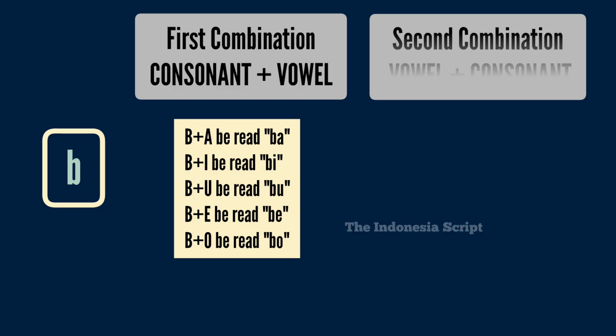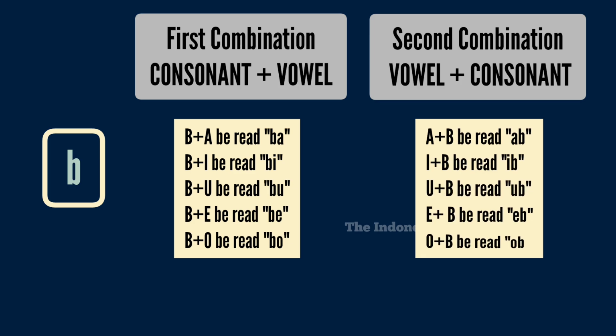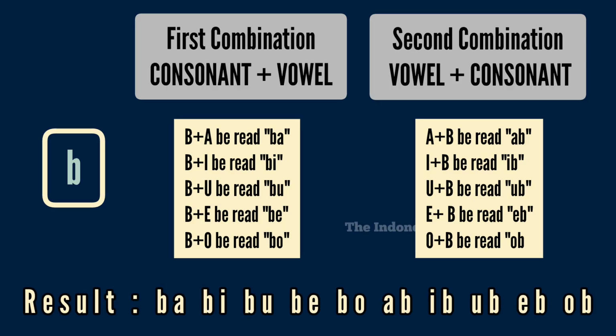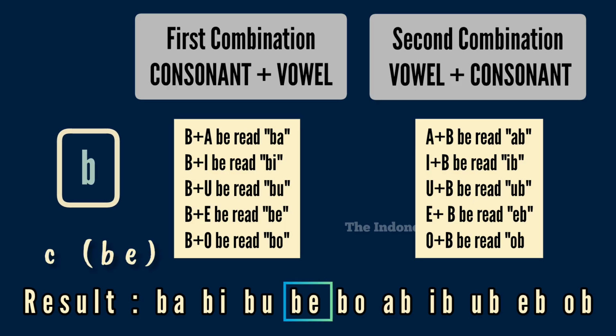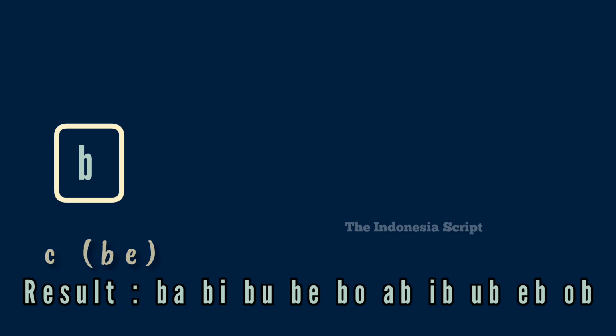Second combination. If appended with A, it will be read ab. If appended with E, it will be read ib. If appended with U, it will be read ub. If appended with E, it will be read eb. And if appended with O, it will be read ob. One of the results we get is the syllable be, which is the syllable used to pronounce this voiceless letter. Let's use this template for the next consonant.